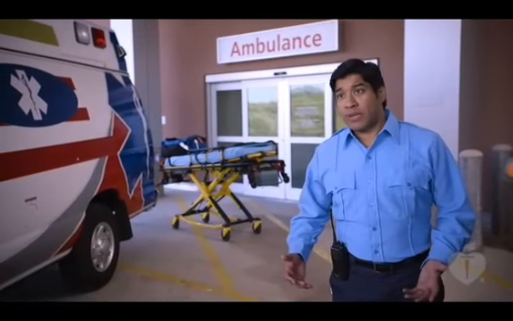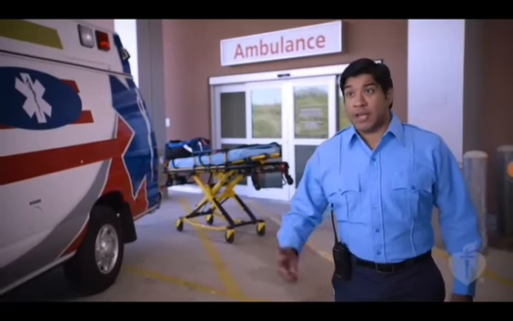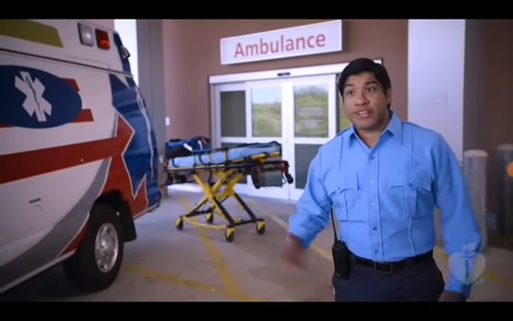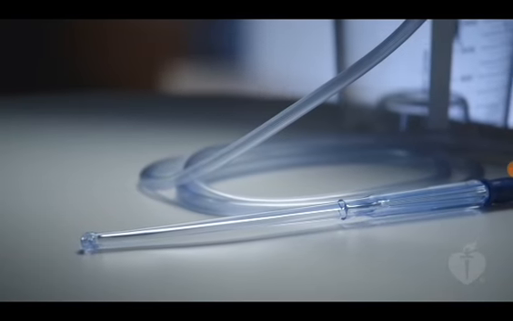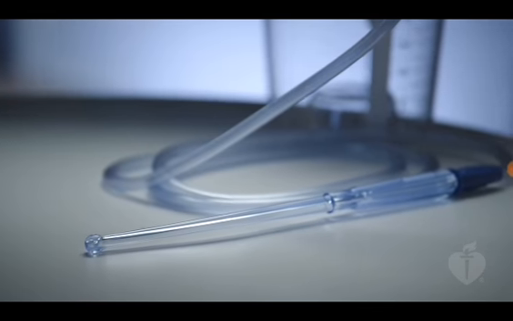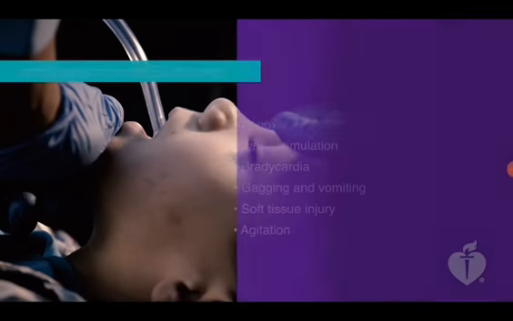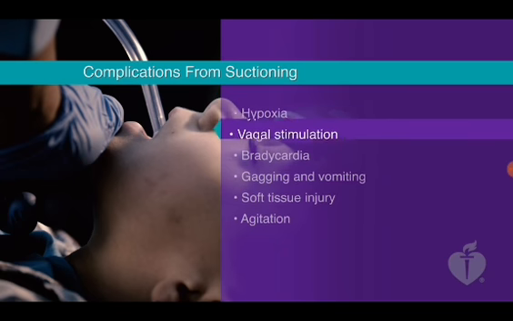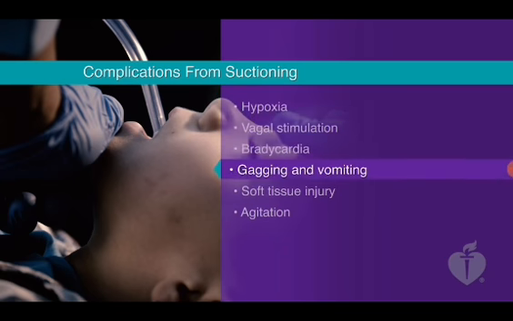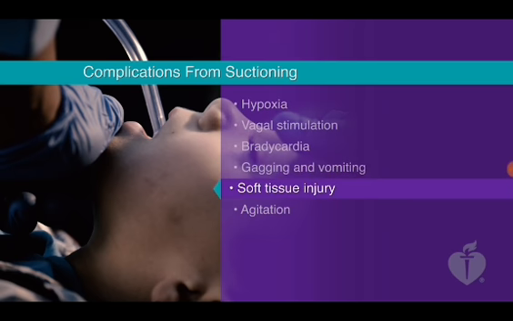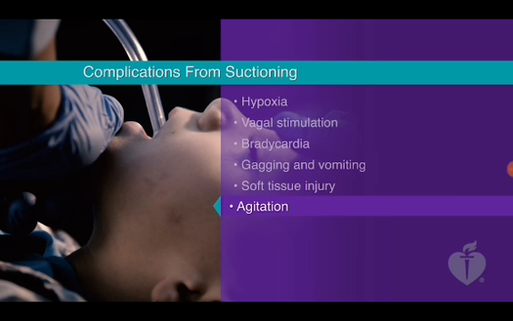When supporting the airway and breathing of a child, you may find you need to clear the airway. That may include suctioning of secretions, blood, or vomitus. Suction devices can be either portable or wall-mounted. Those used in children should have adjustable suction regulators so that you can minimize tissue trauma. Semi-rigid pharyngeal tips and various sizes of catheters should be available. Complications from suctioning may include hypoxia, vagal stimulation, bradycardia, gagging and vomiting, soft tissue injury, and agitation that may further compromise the patient's cardiorespiratory status.